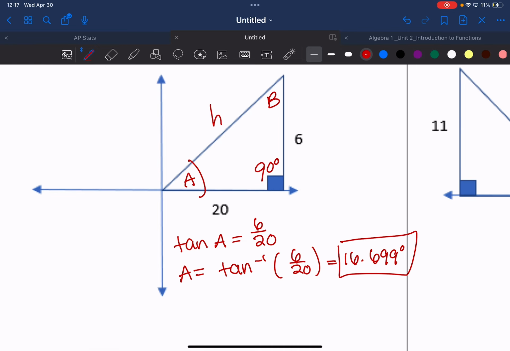Which means I now have 2 angles and I need to find that third angle, so I can just subtract those other 2 angles from how many degrees? 180. B is equal to 180 minus 16.699 minus 90, and I get 73.301 degrees.